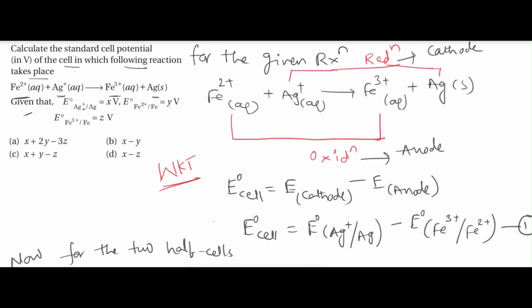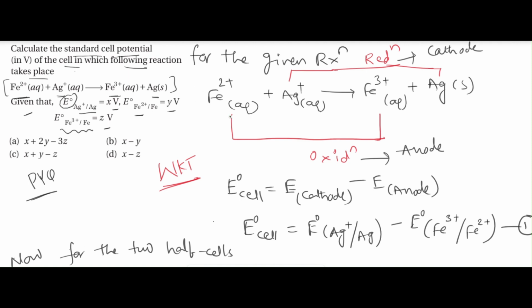Given that the standard electrode potential of Ag+ is X volt, and the electrode potential of Fe2+ is Y volt. Similarly, they have given the ferric to ferrous electrode potential as Z volt. Then the standard cell potential of this reaction is... this is actually a previous year question in JEE Mains. Now have a look at the solution, how to solve this kind of question.